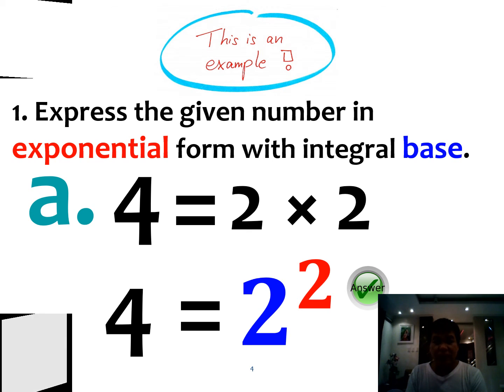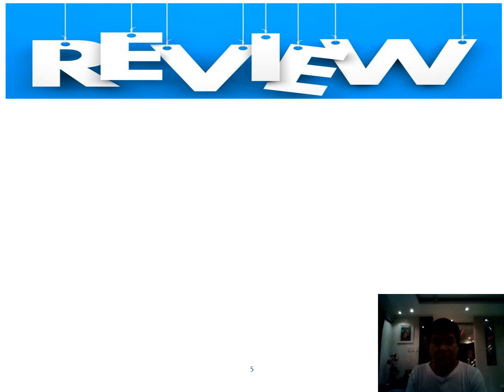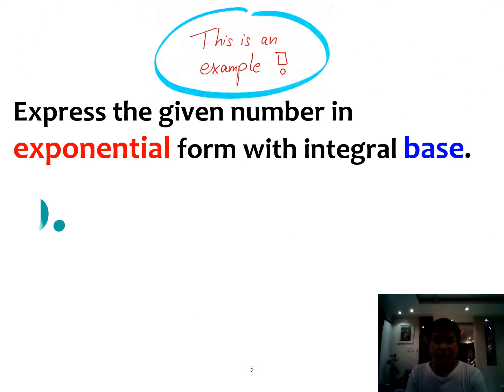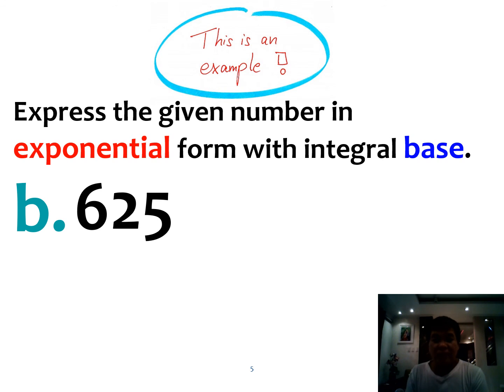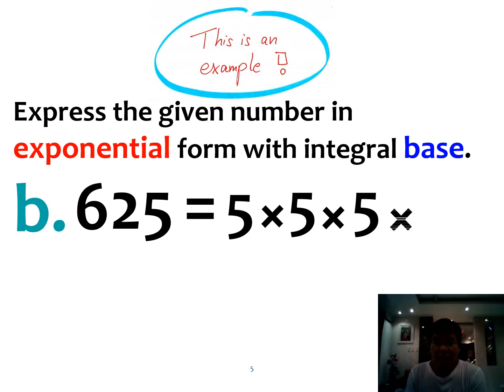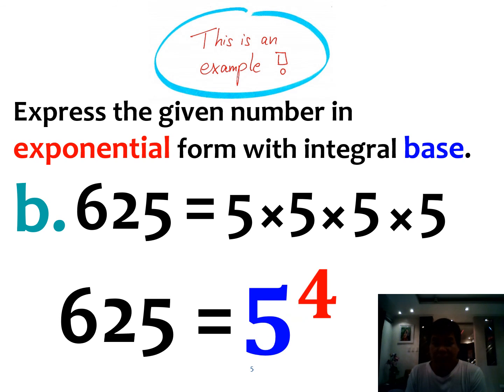Next example, also express the given number in exponential form with integral base. How about 625? Think of a number, which is 5. How many times will we multiply 5 by itself to get 625? It can be 4, because the base is 5 and the exponent is 4, so it is equal to 625.